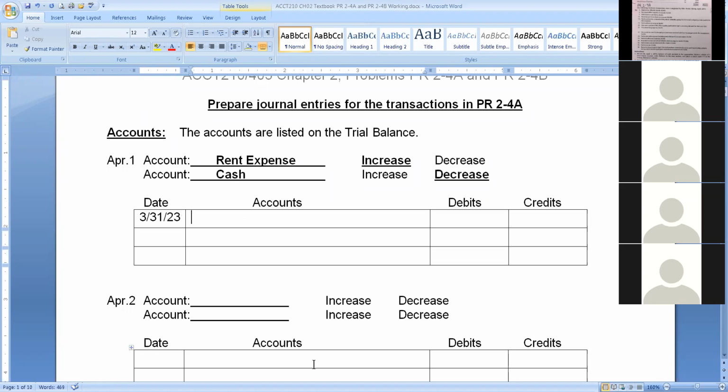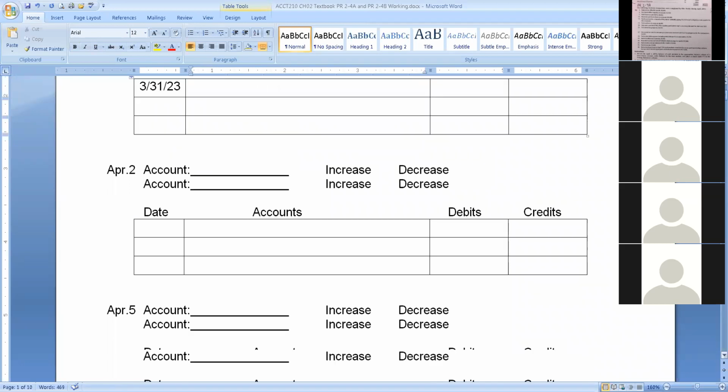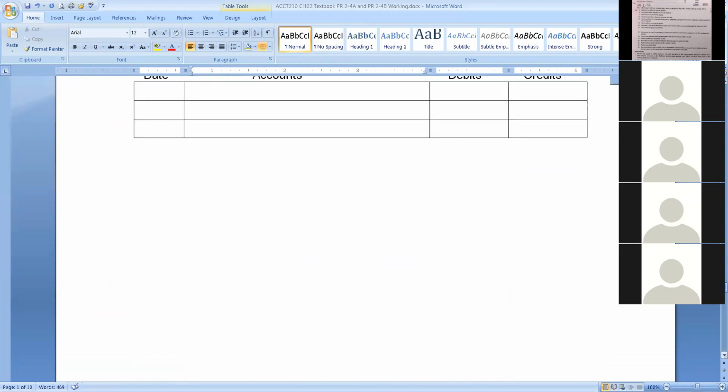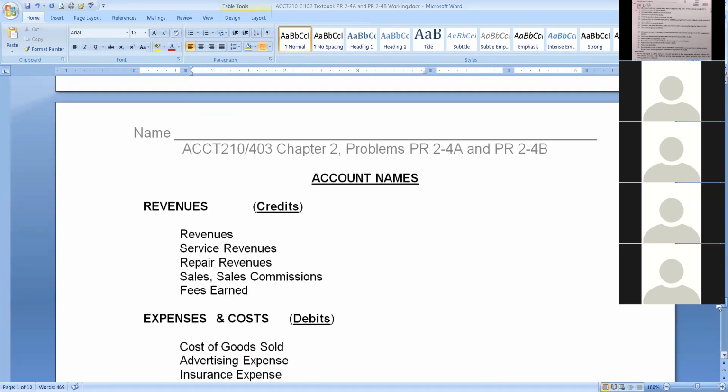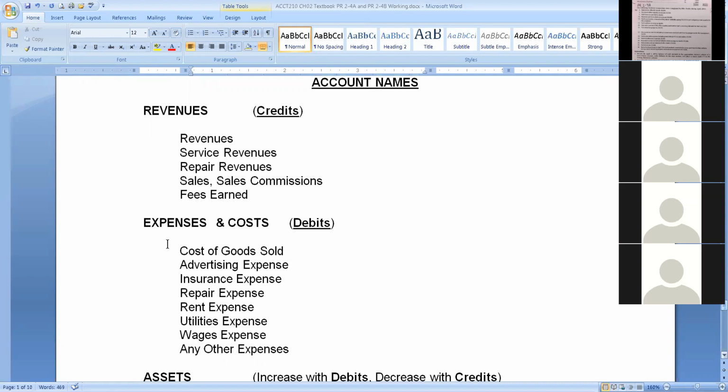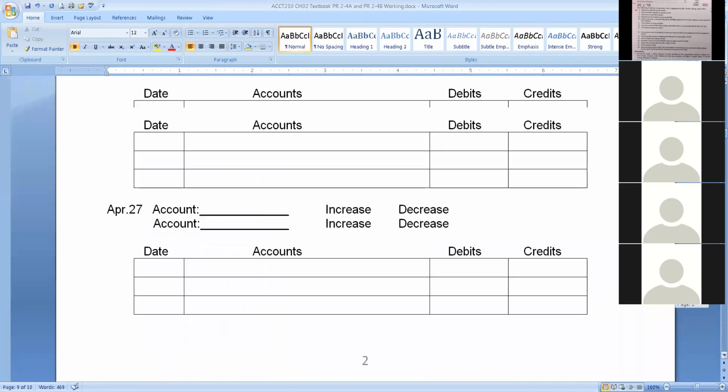Okay, expenses. For making journal entries, we love expenses because they are always debits. I think there's one problem in here that goes against that. One journal entry is going to go against that today, but there's an error. But yeah, expenses. When you see expense, it's a debit.